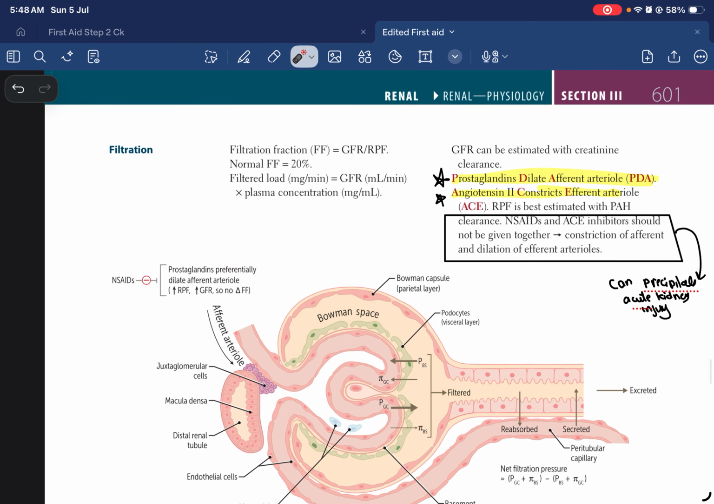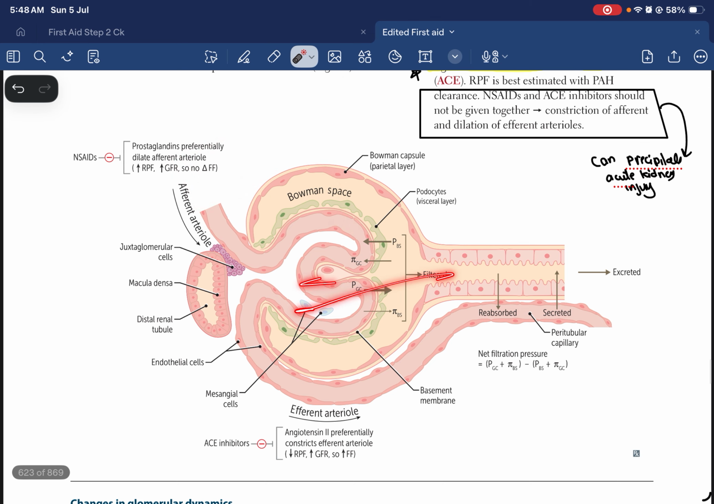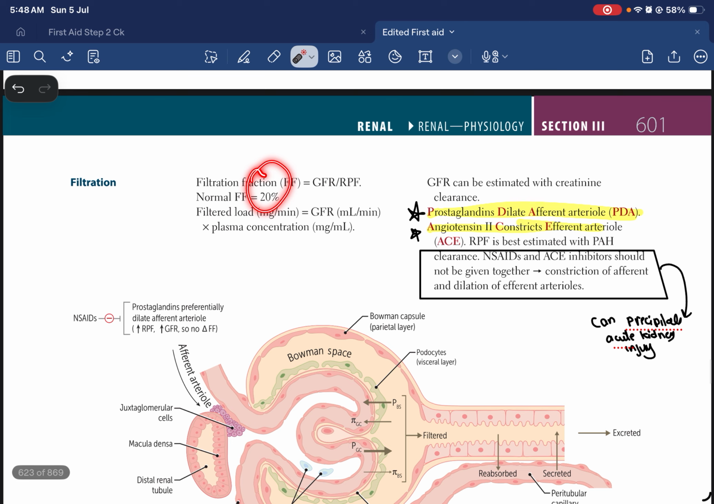In the filtration fraction, the glomerular filtration rate is divided by the renal plasma flow, the amount of plasma fluid that was coming into the kidney, and then the amount of molecules that were filtered. Okay? That is your 20% normal filtration fraction. GFR can be estimated with creatinine clearance.